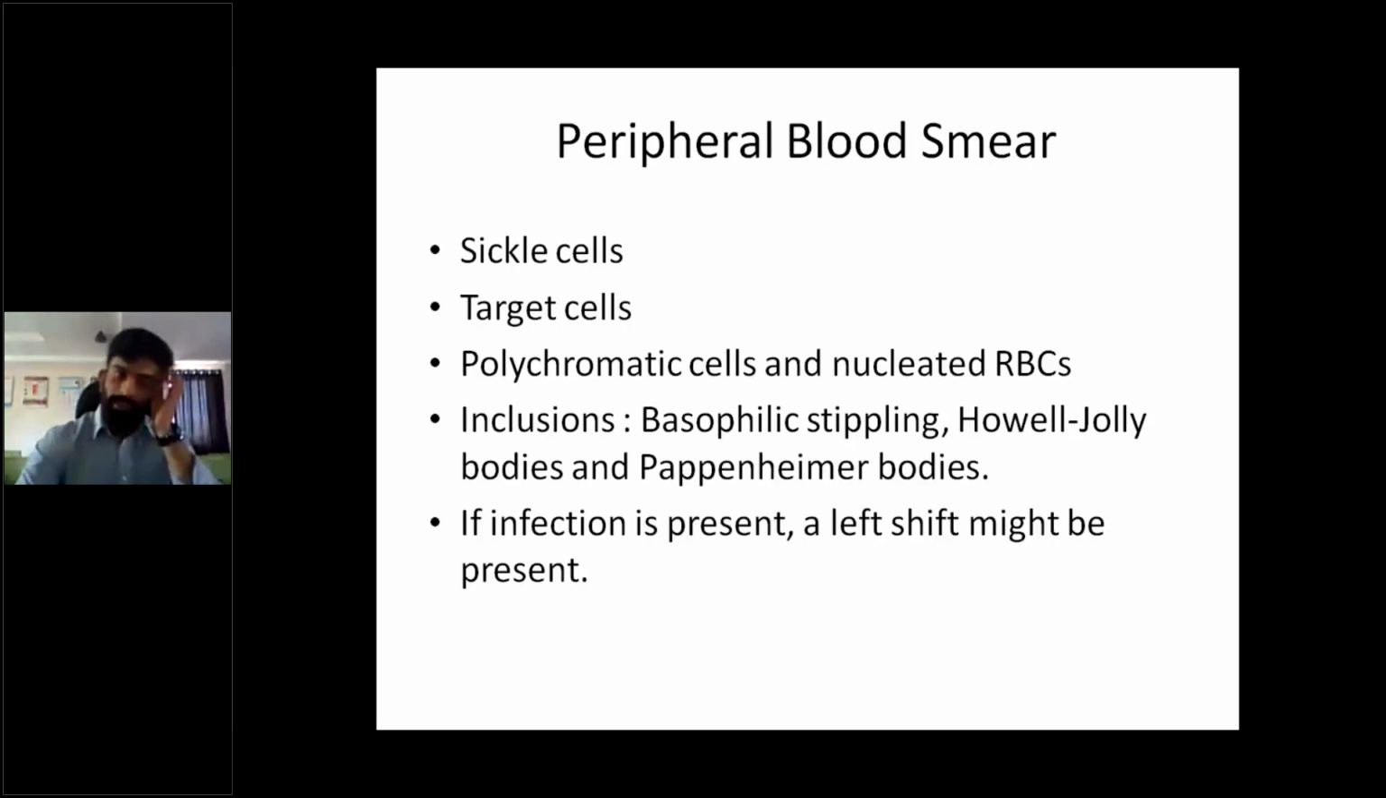In peripheral blood smear, you can see sickle cells, target cells, polychromatic cells, and nucleated RBCs. Inclusions like basophilic stippling, Howell-Jolly bodies, and Pappenheimer bodies. If infection is present, a left shift may be present. So you have to understand that because of the involvement of spleen and the early destruction of RBCs, there'll be a lot of inclusions and also probably a left shift if infection is present.